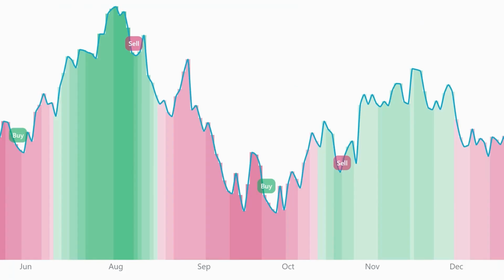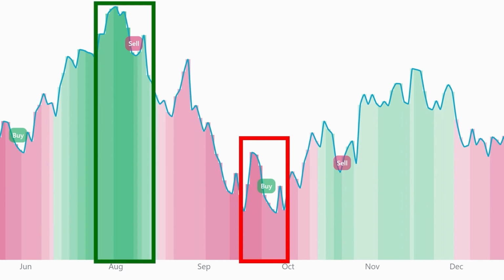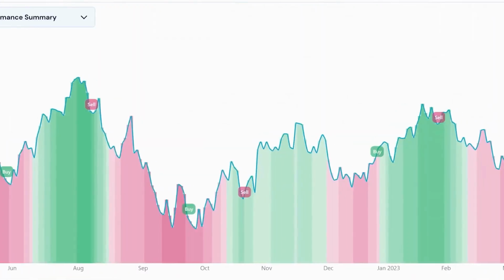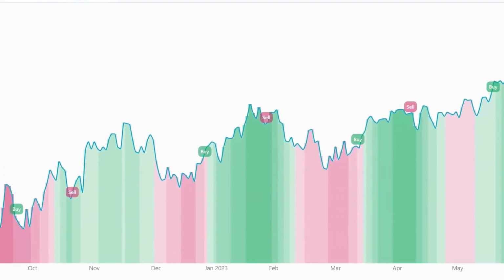So how do you use it? It shows buying opportunities that frequently occur in the red zones, selling opportunities that frequently occur in the green zones, and the darker the color gradient, the stronger the buy or sell opportunity. The heat map is overlaid on a daily close price for quick reference.